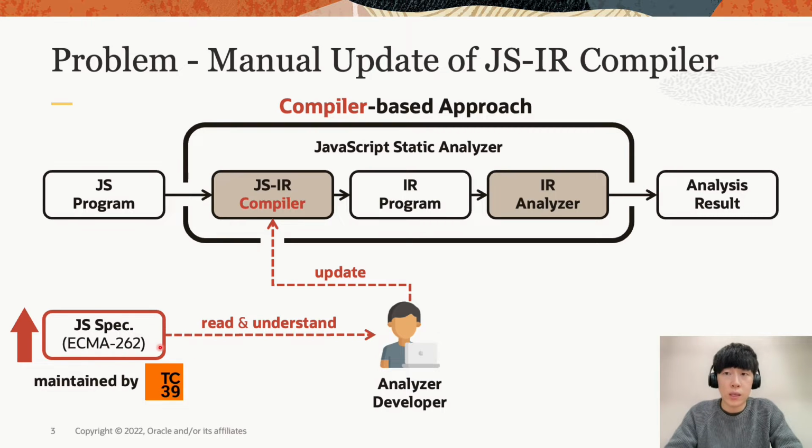ECMA 262 is the official JavaScript language specification maintained by the ECMA Technical Committee 39, shortly TC39. Let's assume that a new version of ECMA 262 has been released. Then, analyzer developers should read and understand this new specification, and then manually update the compiler in the JavaScript static analyzer. This revision process is tedious, labor-intensive, and error-prone because the language is huge and complex.